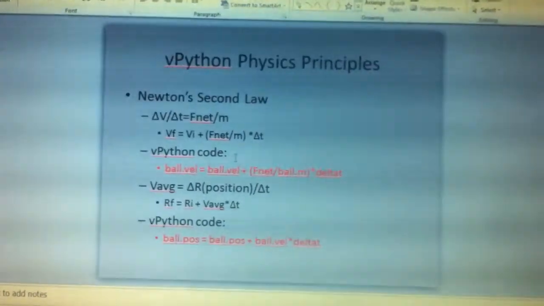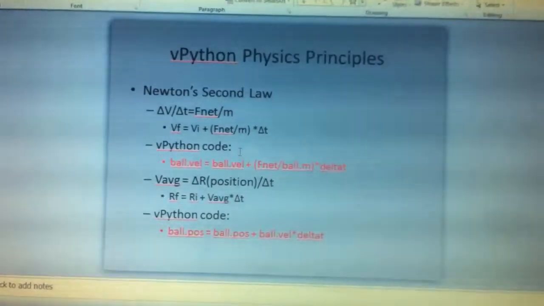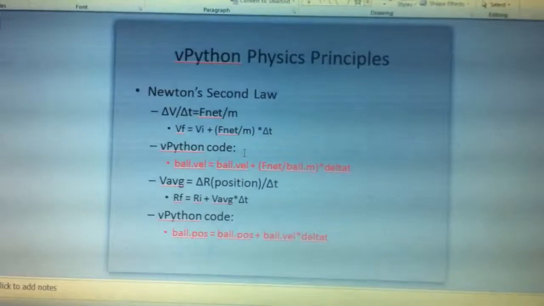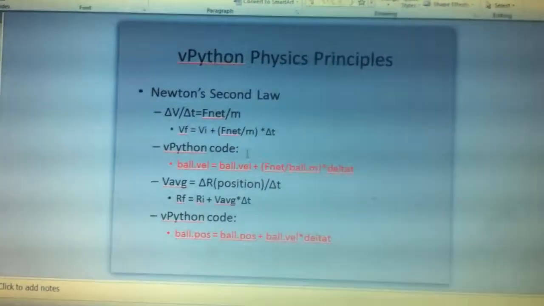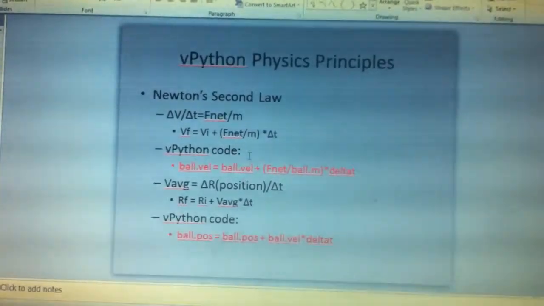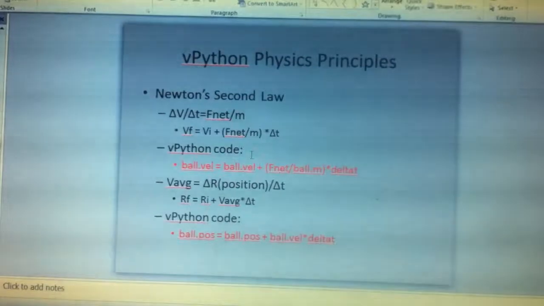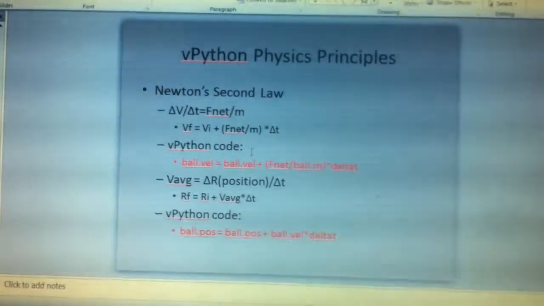We also need to input our physics principles. As you can see, we put in Newton's second law. We use the format of the velocity formula, which is final velocity equals initial velocity plus net force divided by mass times delta t. As well as we use our position update formula, which we derive from the average velocity equals the change in position over the change in time.